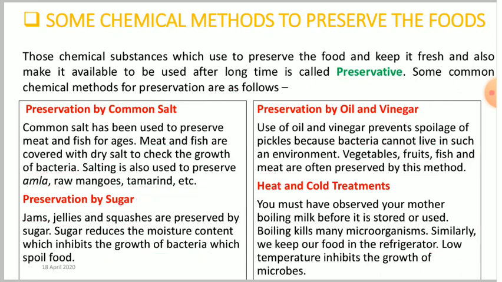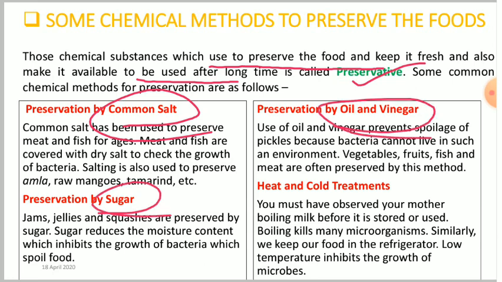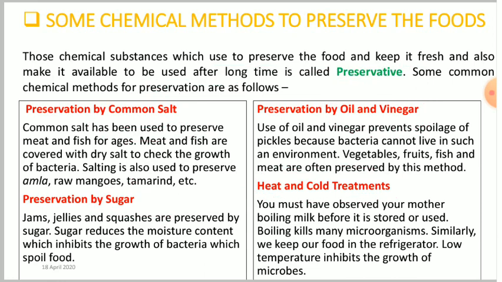So remember this, what are preservatives? Those chemical substances which preserve the food, keep it fresh, and make it available for use after a long time are known as preservatives. So common salt, sugar, oil, vinegar, and cold and hot treatment are such preservatives.